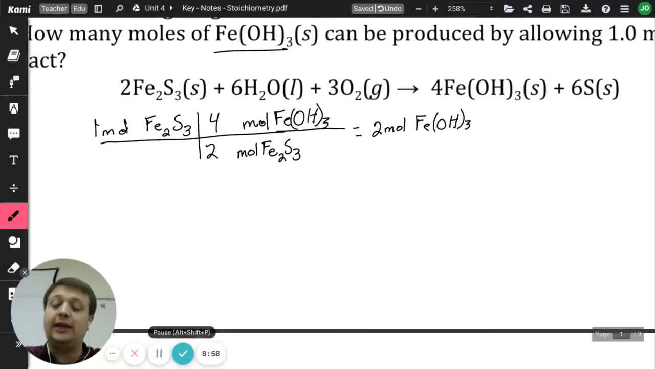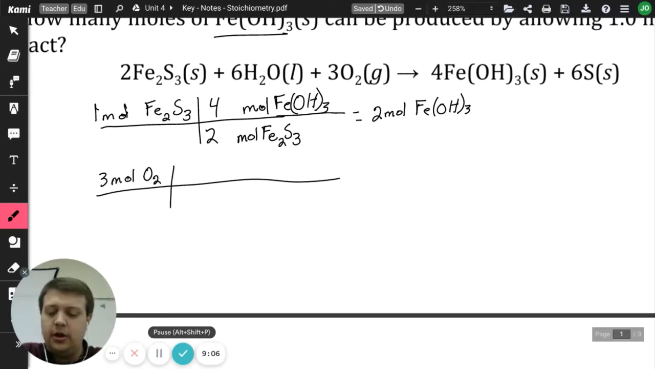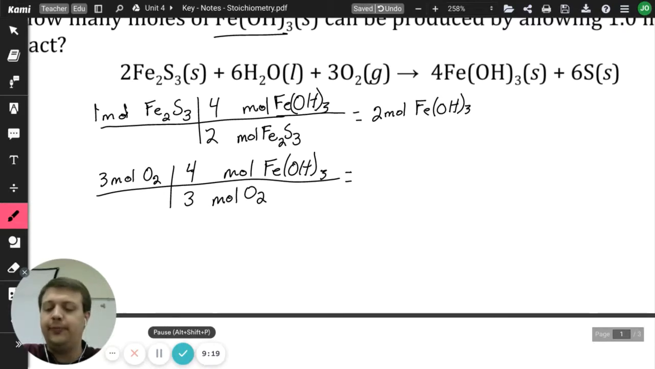Now I'm going to need to do that again with each of those other substances. So I have 3 moles of O2. We're going to go moles of O2 into moles of Fe(OH)3. That ratio would be 3 moles of O2 for every 4 moles of Fe(OH)3. We solve that, we're going to end up with 4 moles of Fe(OH)3.